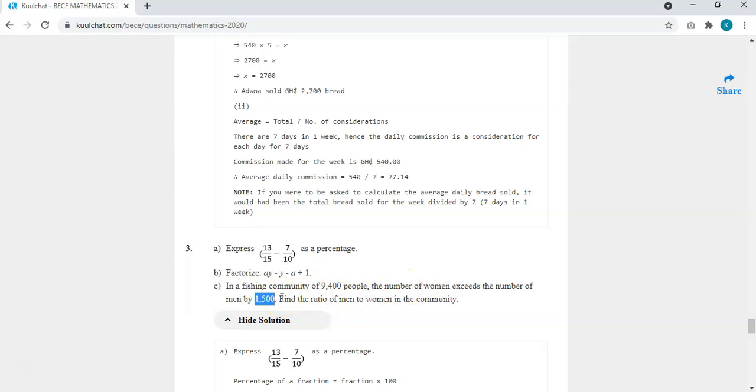So if X is the letter for the number of men, the value of the number of women is going to be X plus 1,500. That will give you the number of women. Now, when you add the women to the men, you are supposed to get the total number of people in the community. When you add them, you can solve for your X. Once you get your X, which is the number of men, you add 1,500 to get the number of women. Then you can express them as a ratio.